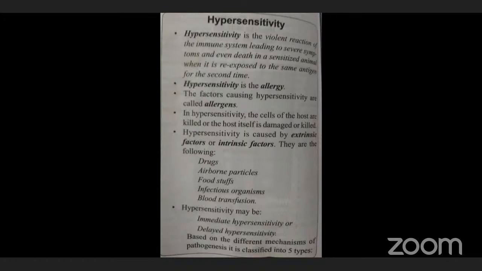And foods, for example, fish, strawberries, brinjal, etc. Brinjal also causes some allergic reactions. Some people cannot take brinjal due to allergic reactions. And infectious organisms like bacteria, virus, fungus. For example, some people have an allergic reaction to fungus. And blood transfusion. Blood transfusion means mismatched blood groups cause allergy. That's why we have to transfuse the same blood groups.